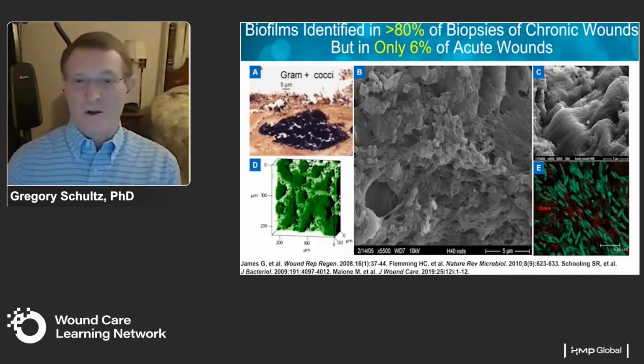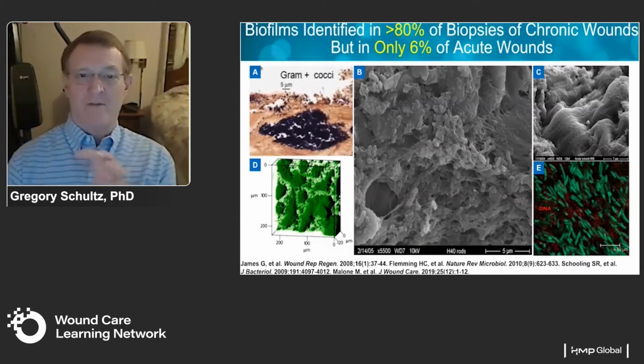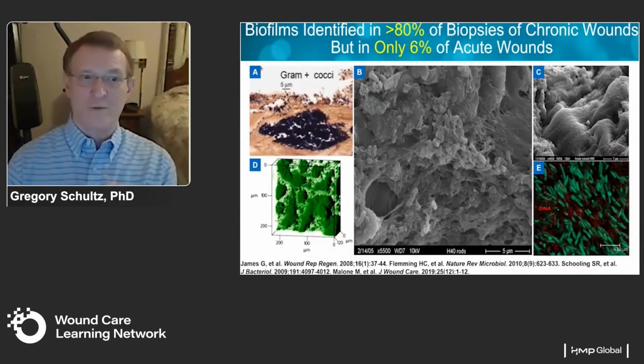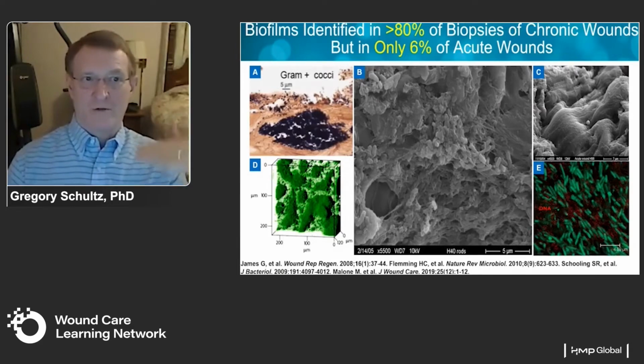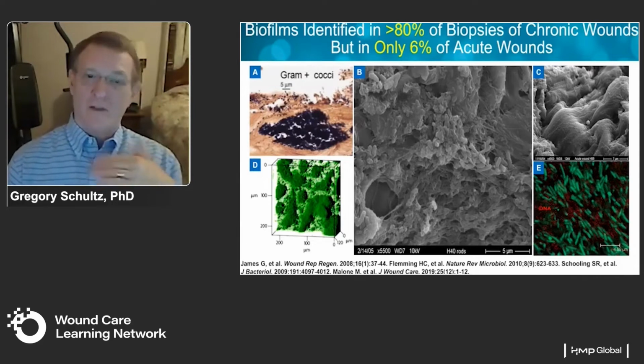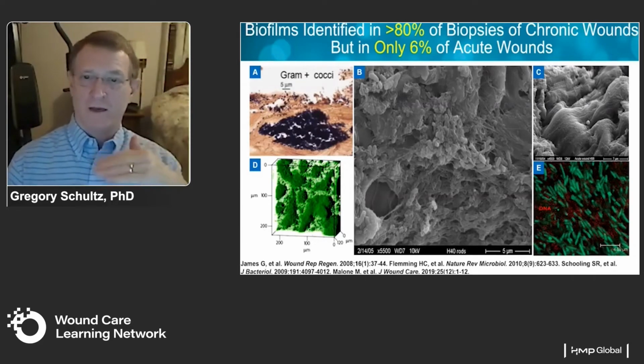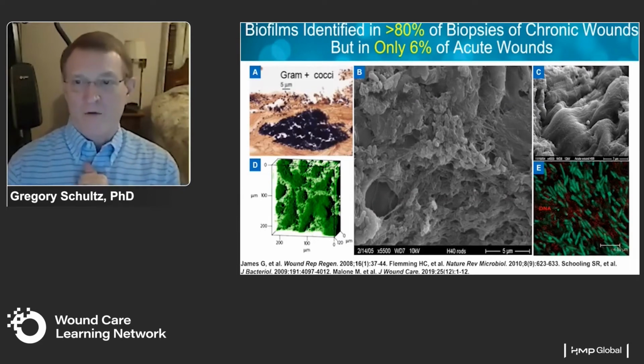Now, you're familiar, I'm sure, with biofilms. In the center panel, you see a scanning electron micrograph of mature biofilm on the surface of a wound bed. Panel A shows the biofilm not only on the surface, but also in the deeper dermal layers. And this becomes important for us to understand how to try and kill and remove biofilms from wounds.